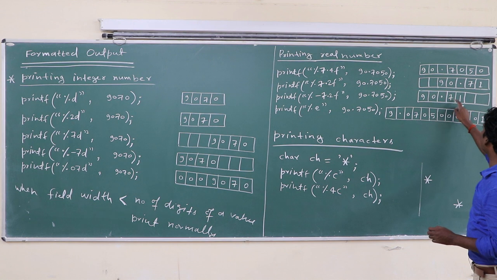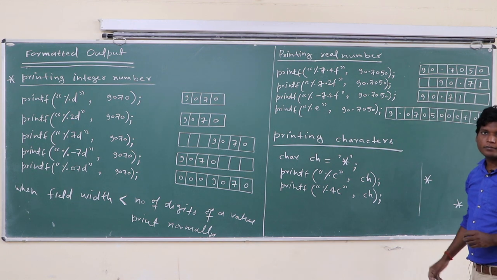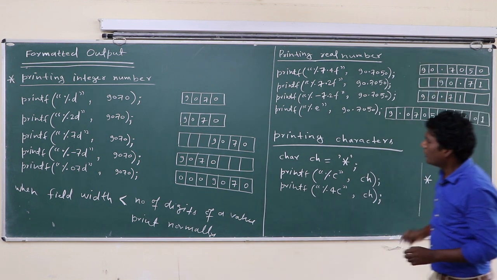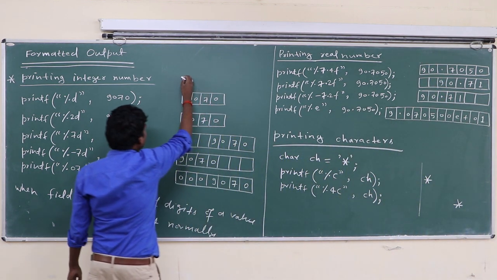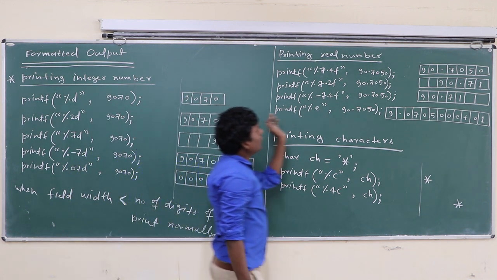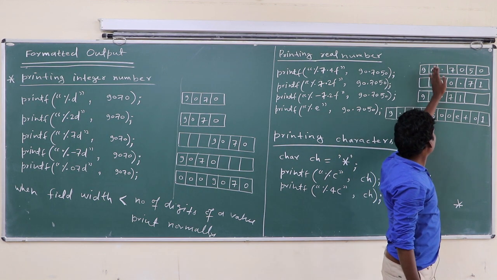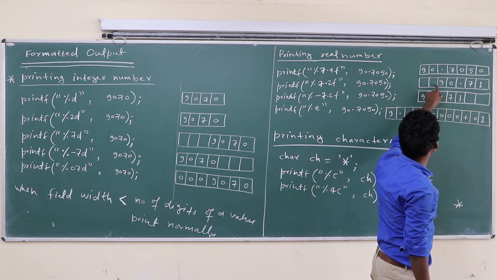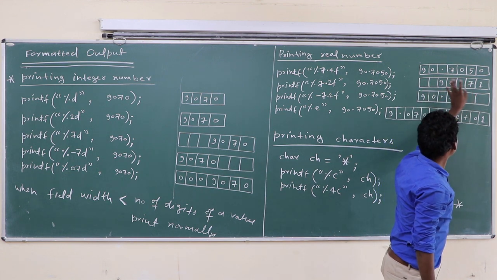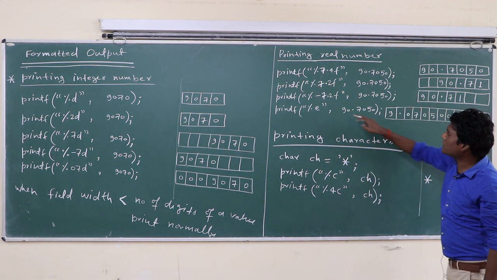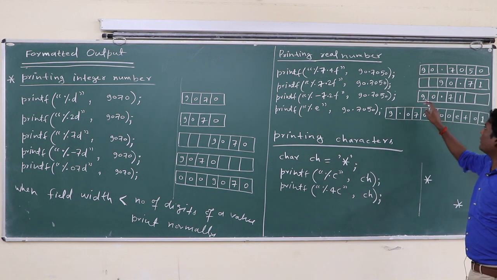So 90.7050 is printed from the left side. Consider this the beginning. Suppose this is the beginning. So this number is printed from the beginning like this. The other number is printed with 2 decimal places, so 2 blocks will be remaining here. So this is printed from the right side because there is a plus. This number is printed from the left side because there is a negative, so it is left justification of the number.